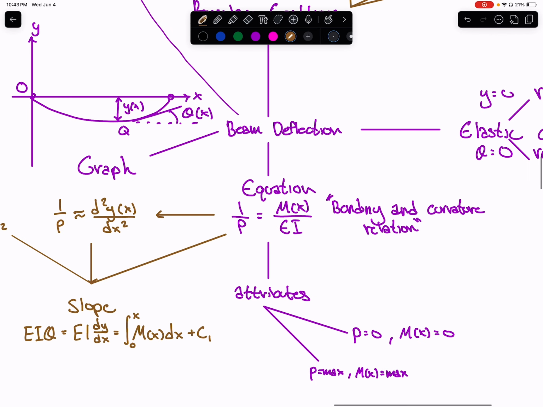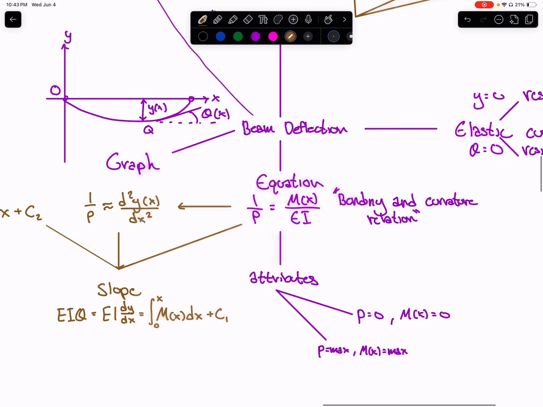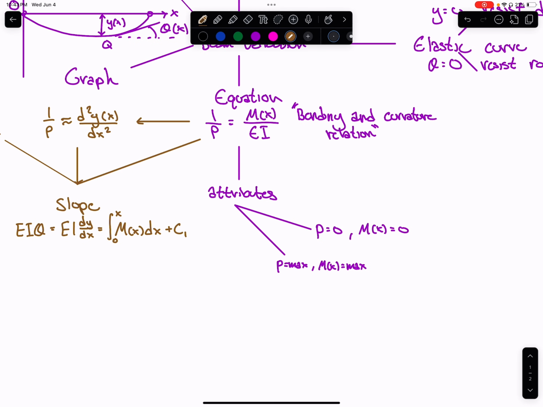This is going to be the general important equation: 1 over ρ, the radius of curvature, equals Mx over EI. Some quick attributes to note about the equation is that when Mx equals 0, the radius of curvature also equals 0. When the radius of curvature is max, Mx will also be at its max.